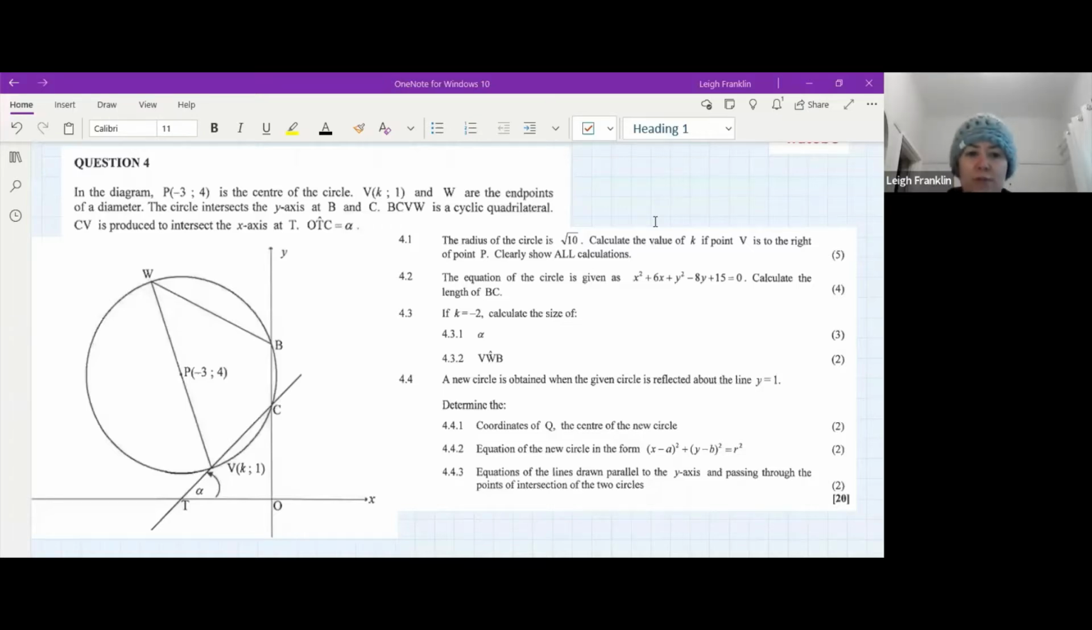All right, so first question 4.1: the radius of the circle is √10. Calculate the value of K if point V is to the right of point P. Clearly show all calculations. Now none of you said that you struggled with this question in particular. Can someone tell me what formula you used to determine the value or values of K? Anybody willing to say? Remember, √10 is the length of the radius.